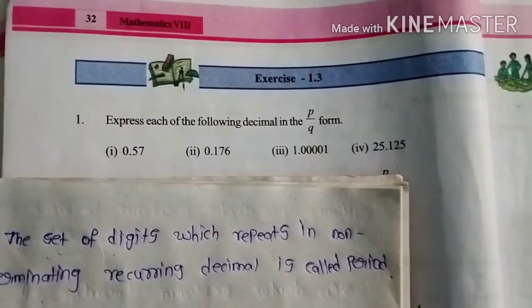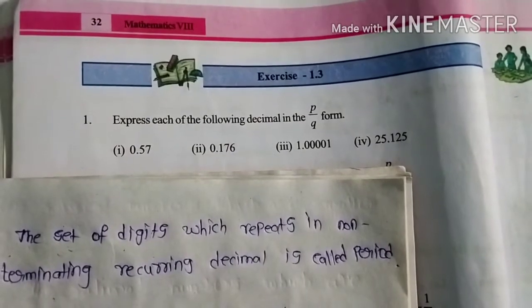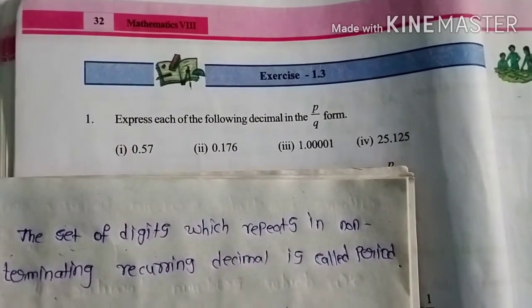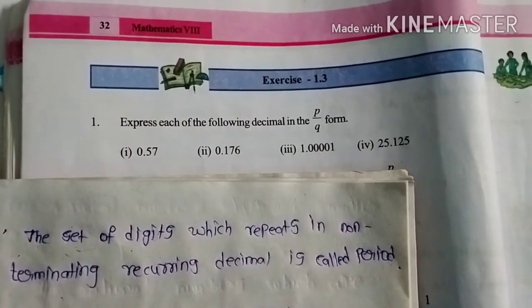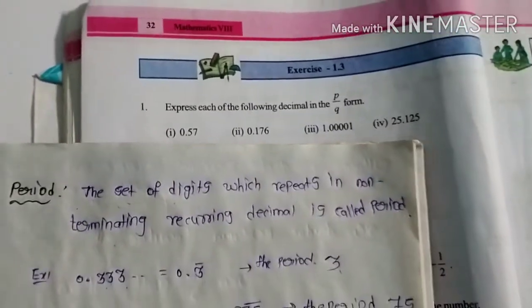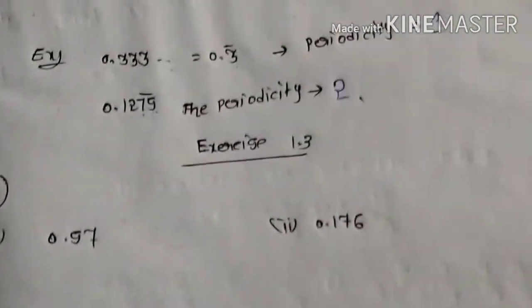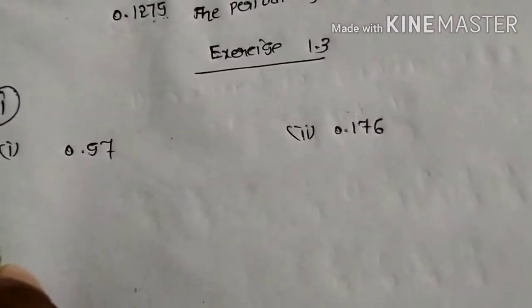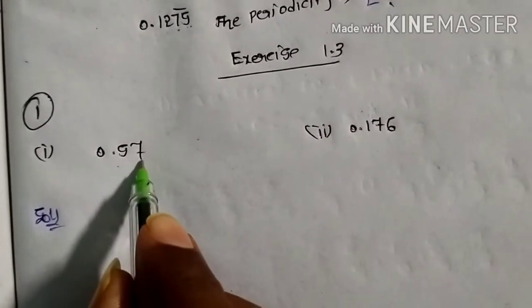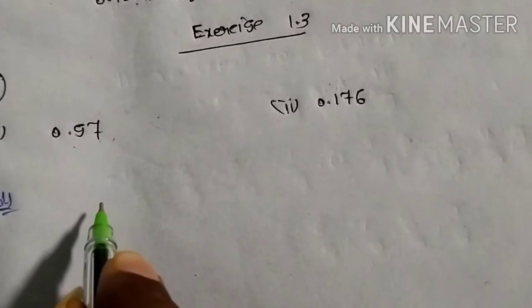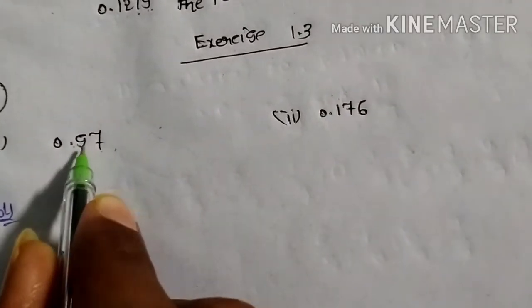Now you can see here exercise 1.3 question number 1. Express each of the following decimals in the form of p by q. First one here 0.57, next one here 0.176. Now I am explaining these two problems. See here, I told in the previous examples also how to do this. See here 0.57. First you can see how many decimal digits are available.